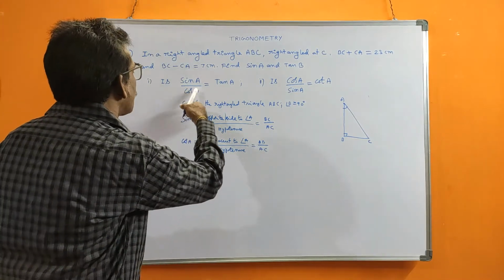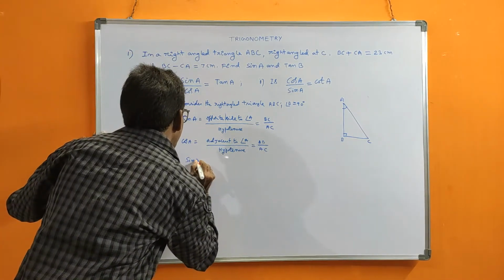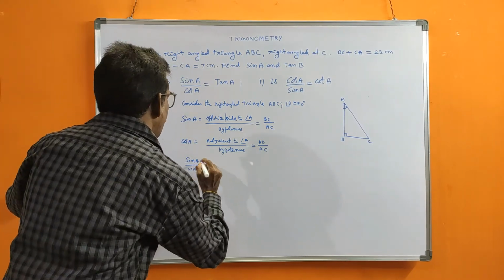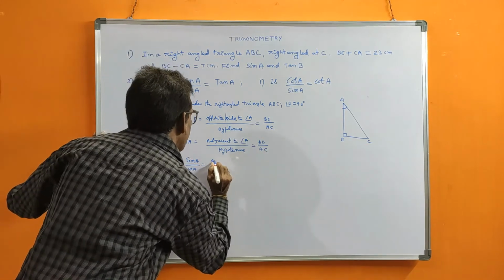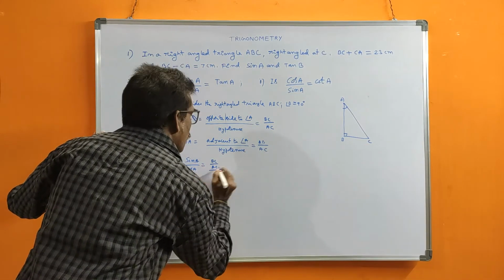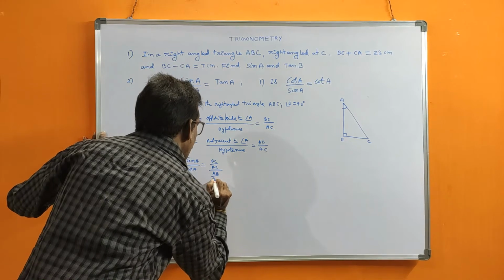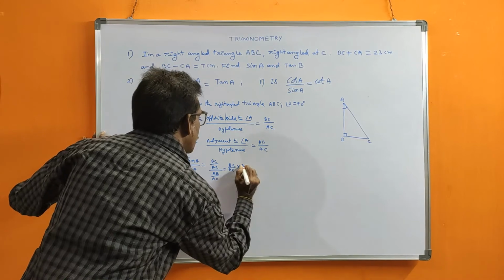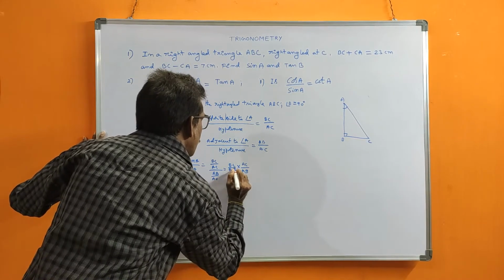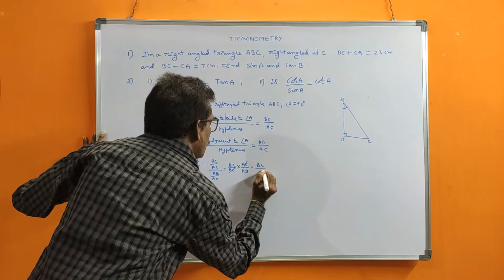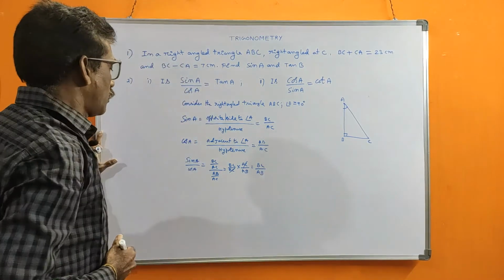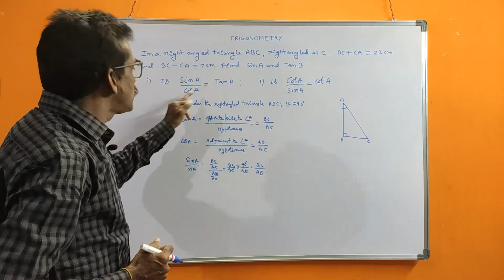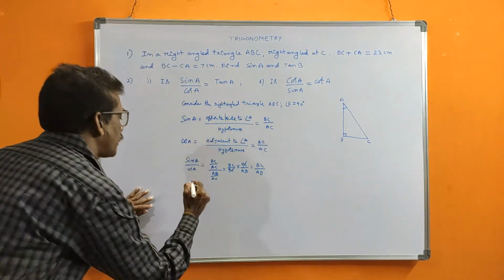Now total, what? Sin A by cos A. Sin A is BC by AC, cos A is AB by AC. So BC by AC, this becomes reverse, AC by AB. AC cancels, BC by AB. Sin A by cos A is this, that means this value is equal to tan A. We should find out tan A.